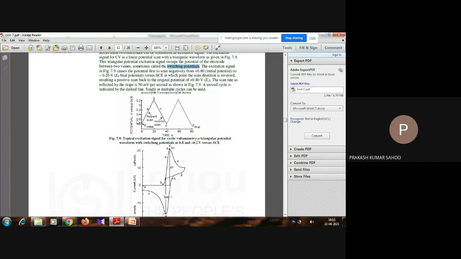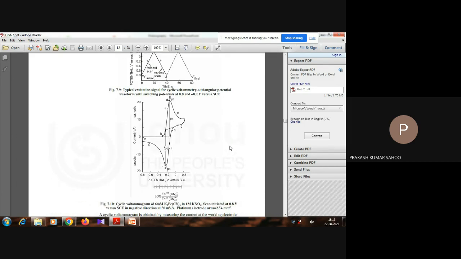Then with time the potential will decrease, and again at a certain maximum decrease it will again increase. Then this cycling will go on. So these things will be there.